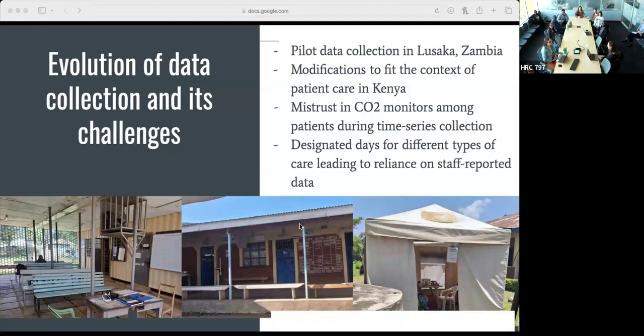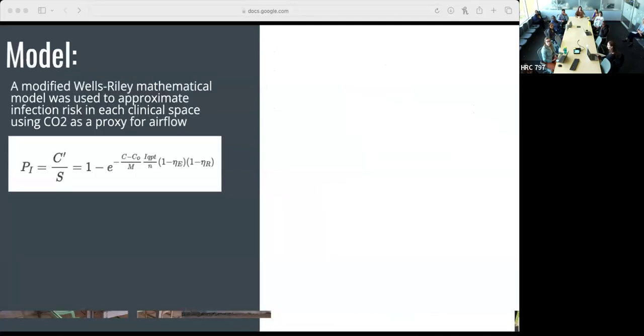And last, in many facilities in Kenya, we saw that there were designated TB days where TB patients would come to the facility to receive care, and if our data collection team wasn't there on that day, we wouldn't be able to capture data for those patients, particularly the time and motion data. So we had to rely on facility staff to self-report the service points that those patients would visit and the typical time spent at each service point, and hope that those estimations were as accurate as possible.